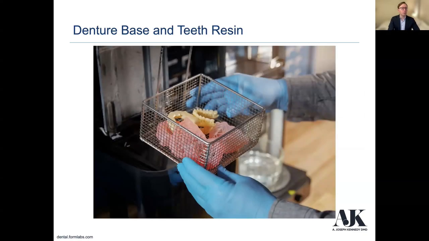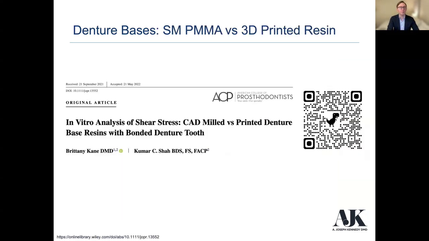Now, there are some newer printers out there, not typically any that I've seen, at least for in-office use, that can do two different colored resins in the same resin tank. But this is how we do it. You print the denture base in the type of denture base resin, you print the teeth in the teeth resin, and then you go ahead and cement them or lute them together.